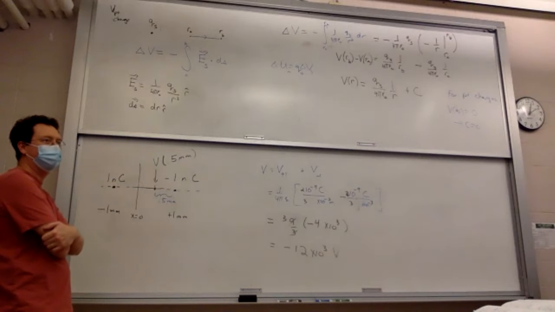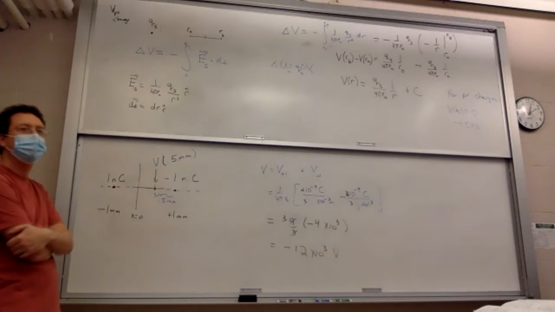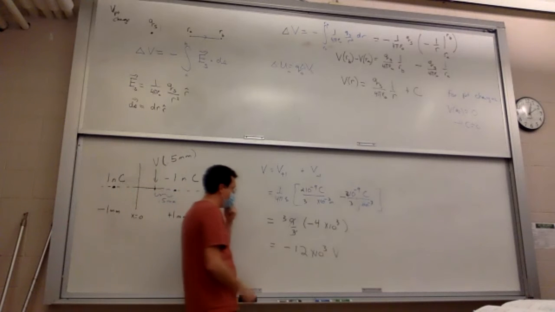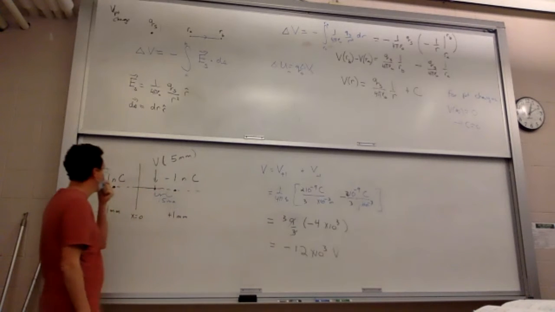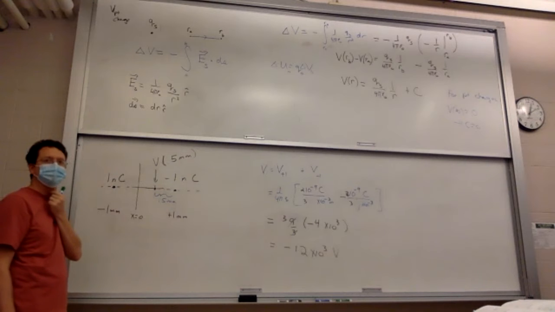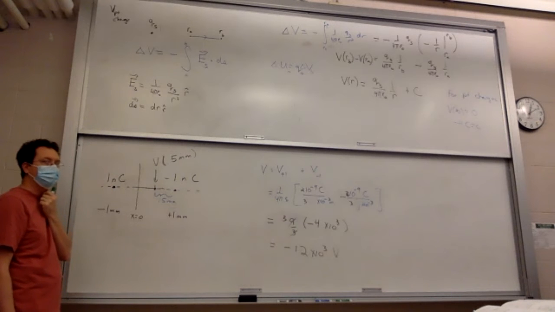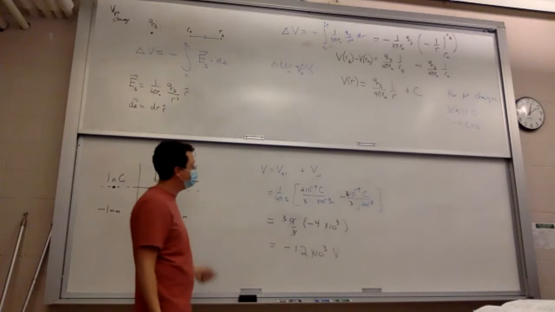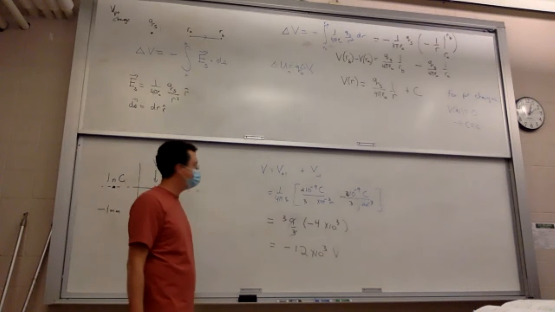That's a lot of volts, so probably we're not going to be able to actually physically do that. I mean, negative 12,000 volts. Okay. All right, so that's how it would work with explicit numbers.